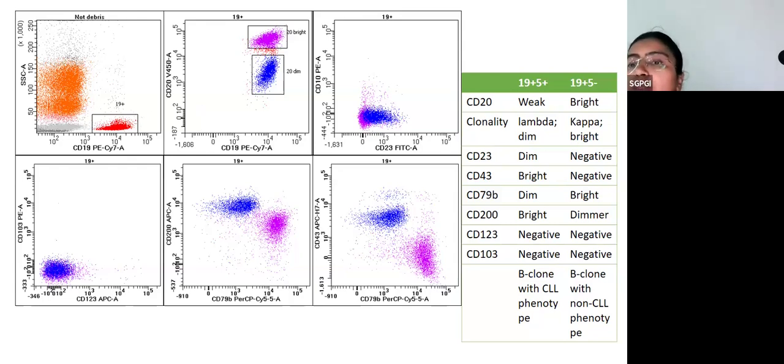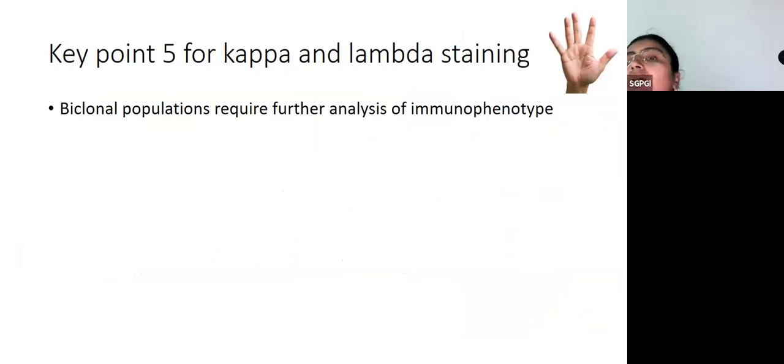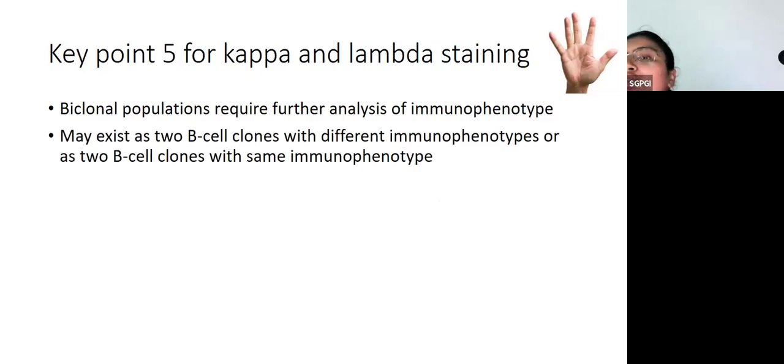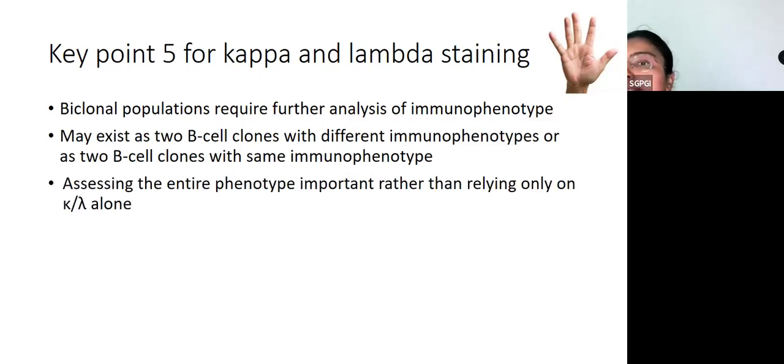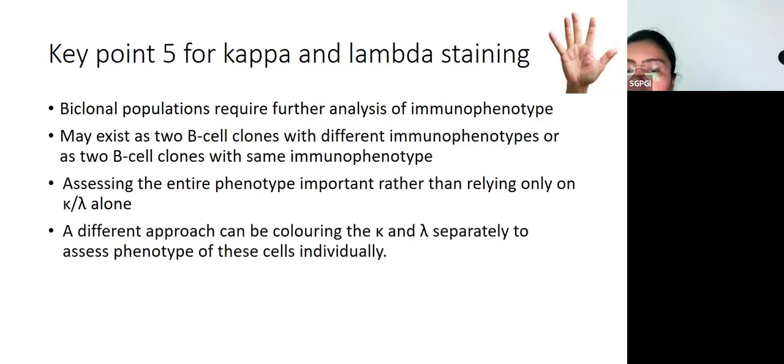So in this case, what was the problem with kappa and lambda staining? There can be biclonal populations, right? So you had two B cell clones, one of which was kappa restricted, the other that was lambda restricted. So if you were just looking at total B cells in the system, you would not make out clonality very well. However, you can resolve it if you analyze the immunophenotype further. So this can exist as two separate B cell clones, like I showed you, with two different immunophenotypes. Sometimes even in the same disease, you can have two separate clones. So assessing the entire phenotype is important rather than relying solely on the kappa or lambda staining.